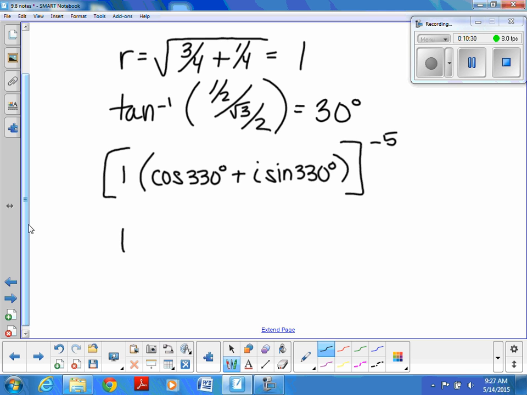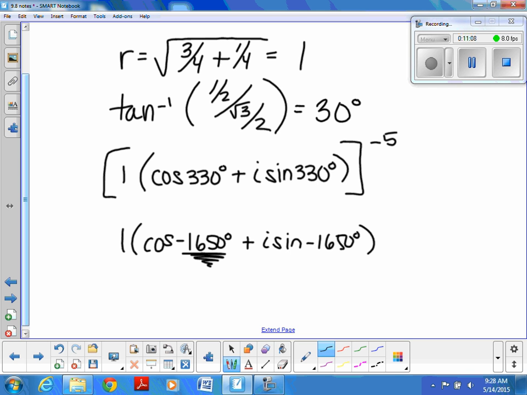And then what do you do with the 330 and the -5? Don't you multiply them together? And that's the cosine of -1,650 degrees plus i sine of -1,650 degrees. But then, can't you change that to something in between 0 to 360, right? I don't like a -1,650, so if you keep adding 360, add 360, add 360, I think you get back to 150. Should we do it?